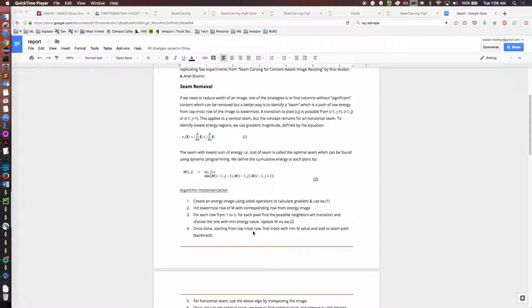The algorithm goes as follows. We first create the energy image using gradients and this equation. We start off from the lowermost row, find the appropriate neighbors that a transition can happen, find the appropriate energy values and select the one with the minimum energy value and update according to equation 2. We keep moving upwards until we reach the topmost row, after which we find the index with the minimum M value and backtrack from there.